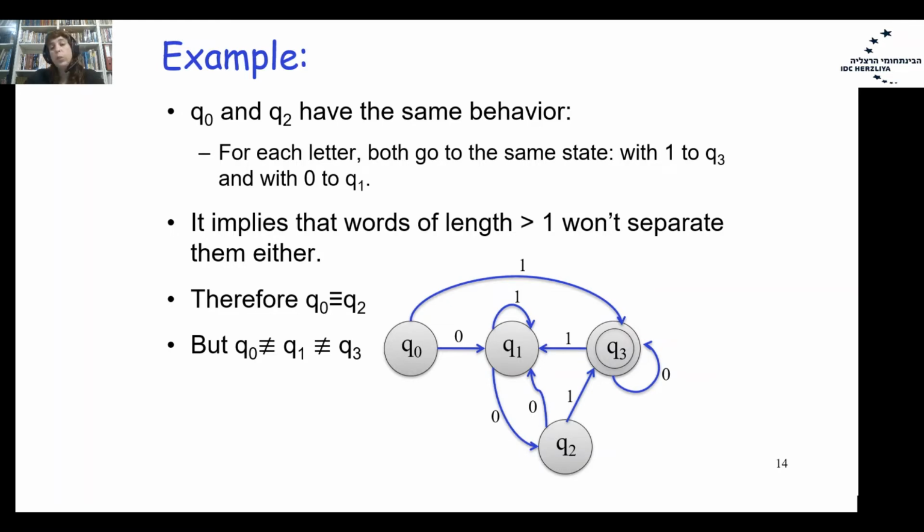But Q0, for example, is not equivalent to Q1. For example, Q0 with 1 moves to Q3, an accepting state, and Q1 with 1 stays in Q1, a rejecting state. Therefore, we found a separation word of length 1. Q3 and Q1 are also not equivalent, since we have the empty word. Q3 accepts the empty word, and Q1 rejects the empty word.